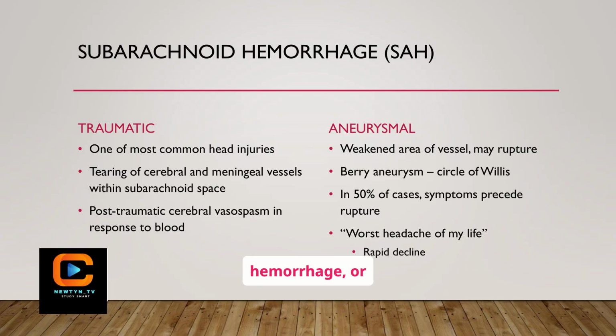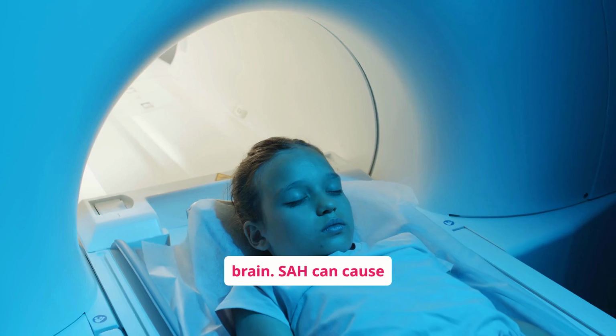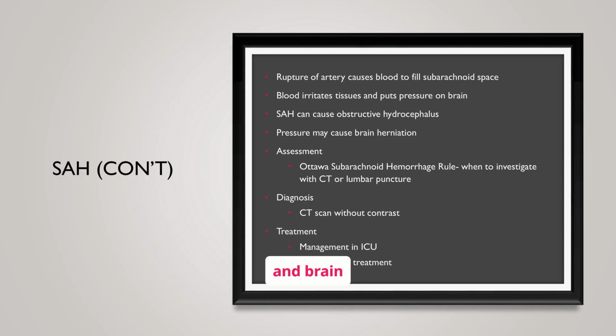Subarachnoid hemorrhage, or SAH, can be traumatic or aneurysmal. Traumatic SAH involves tearing of vessels within the subarachnoid space. Aneurysmal SAH results from a ruptured weakened vessel, often an aneurysm. Rupture of an artery in SAH causes blood to fill the subarachnoid space, irritating tissues and putting pressure on the brain. SAH can cause obstructive hydrocephalus and brain herniation. Diagnosis involves CT scans, and treatment includes ICU management and endovascular procedures.